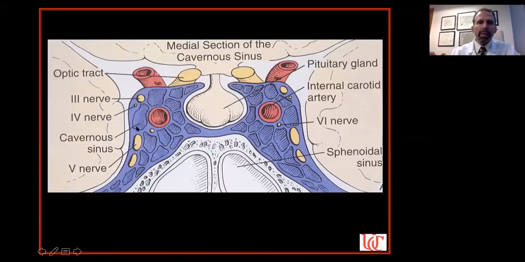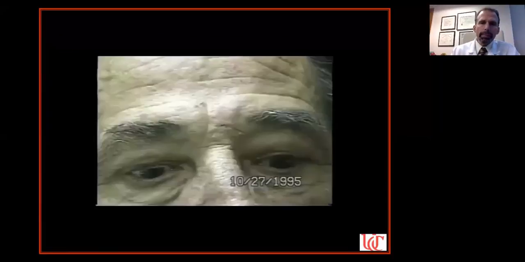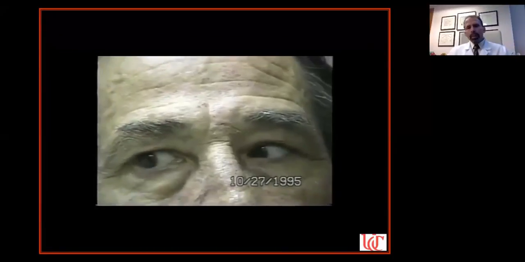It runs forward, as I mentioned, not in the lateral wall, but in the body of the cavernous sinus. So processes like cavernous sinus fistulas that affect primarily the cavernous sinus body are more likely to cause sixth nerve palsies. Here's another fellow. Let's look at his eye movements.